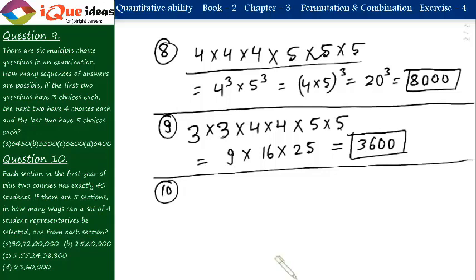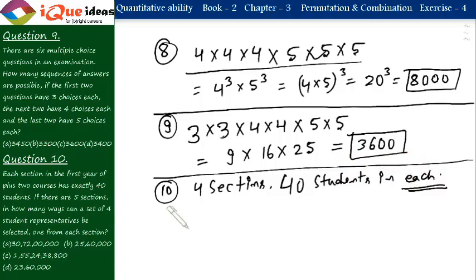Please note that there is a correction here. There are only 4 sections. Alright, so 4 sections, only 4 sections, 40 students in each section, 40 students in each, and we need to select total 4 representatives, one from each section. Right?